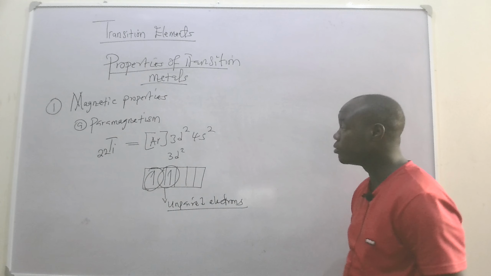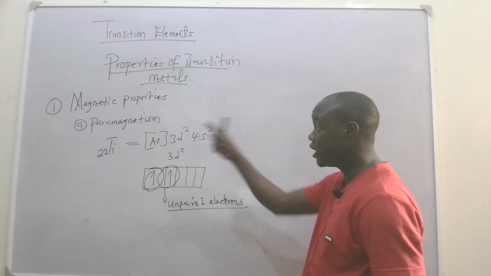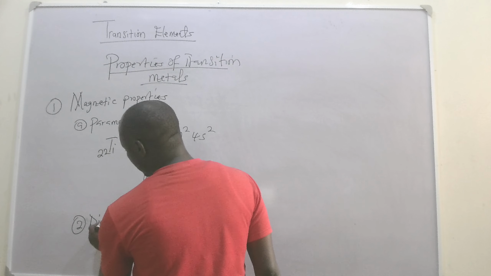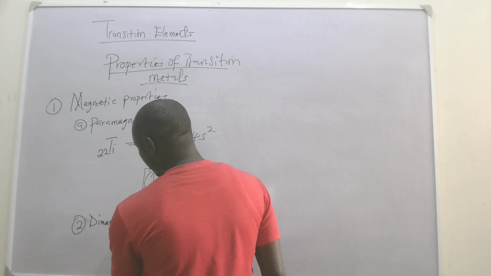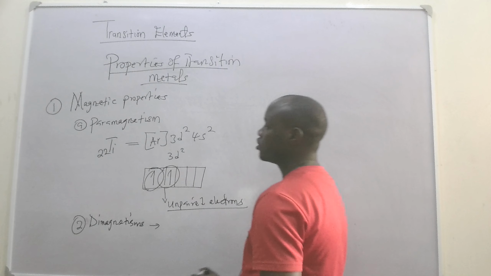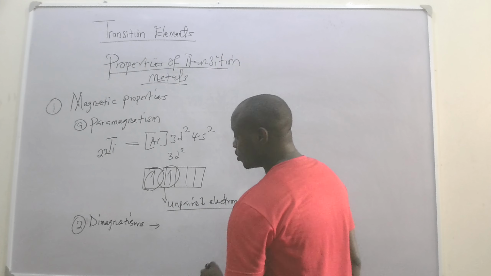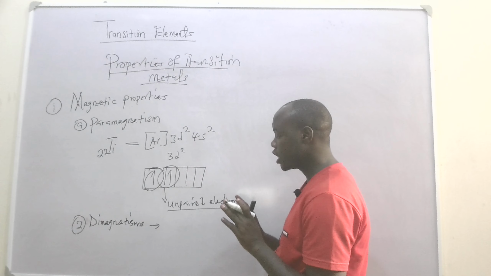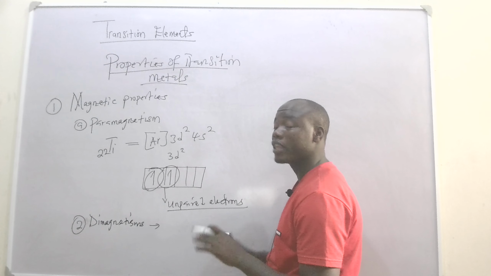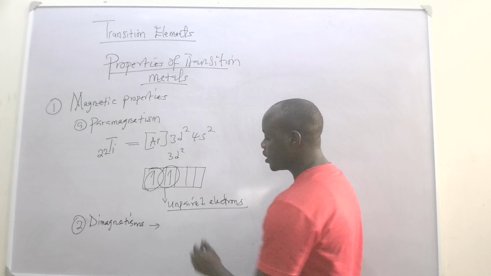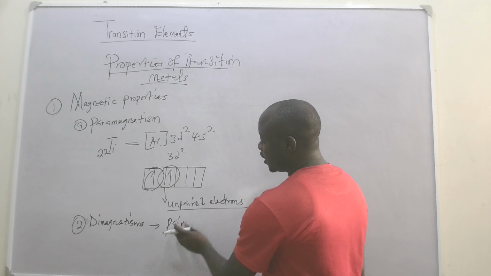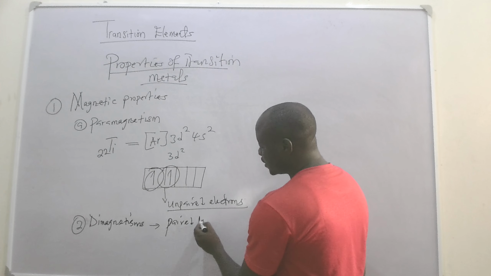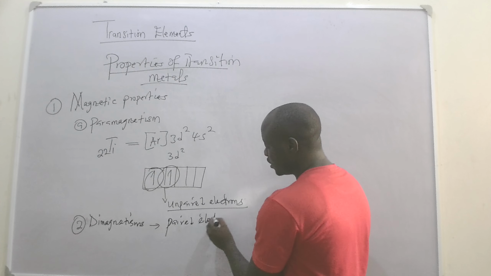Then, apart from paramagnetism, under these magnetic properties we also have number 2, diamagnetism. Diamagnetism is the property of a metal that cannot be attracted by any magnet, due to the presence of paired electrons. The electrons there are paired.